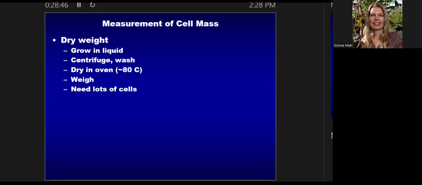But you need lots of cells for this, lots of biomass. So the fungi, because they're much bigger, you can grow fungi in agar, but then that gets complicated to try to weigh them. So if you're going to do a biomass measurement, you grow them up in liquid, and there's special bottles that I purchased. I don't have a picture of it. They're called Roux bottles, R-O-U-X, Roux bottles.